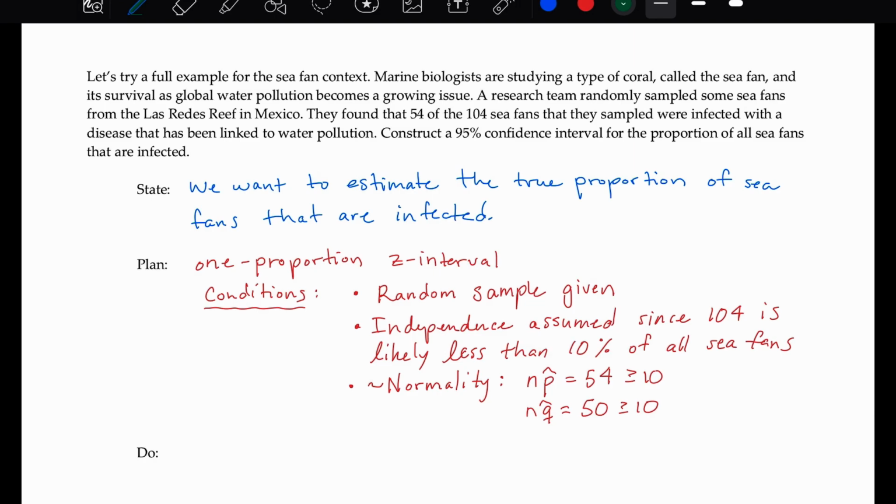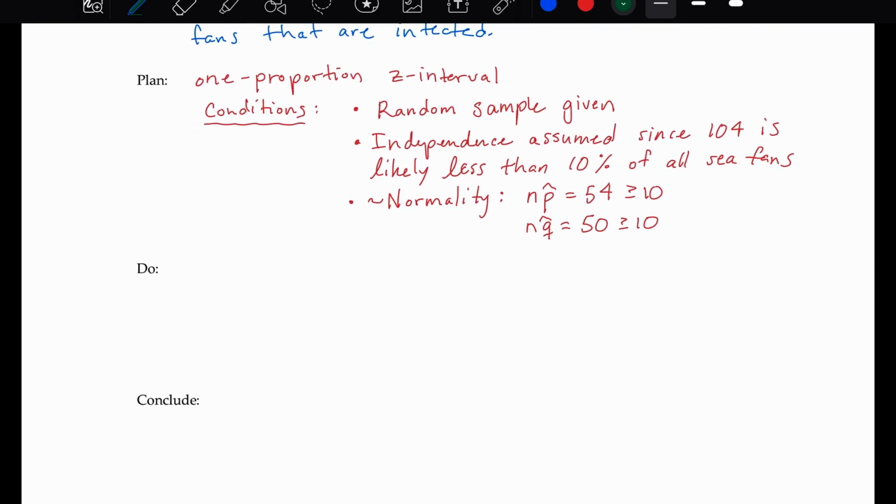All right, next, do. Do is where we do our math. We're going to do the math just as we've done before. So we're going to state some of the things that we know already. We calculated p hat earlier, 54 out of 104, which is about 0.519. And we're going to establish what z-star value we're going to go with. It says up in the problem that we want to construct a 95% confidence interval. See if you remember what z-star value that is. It is 1.960, almost 2.